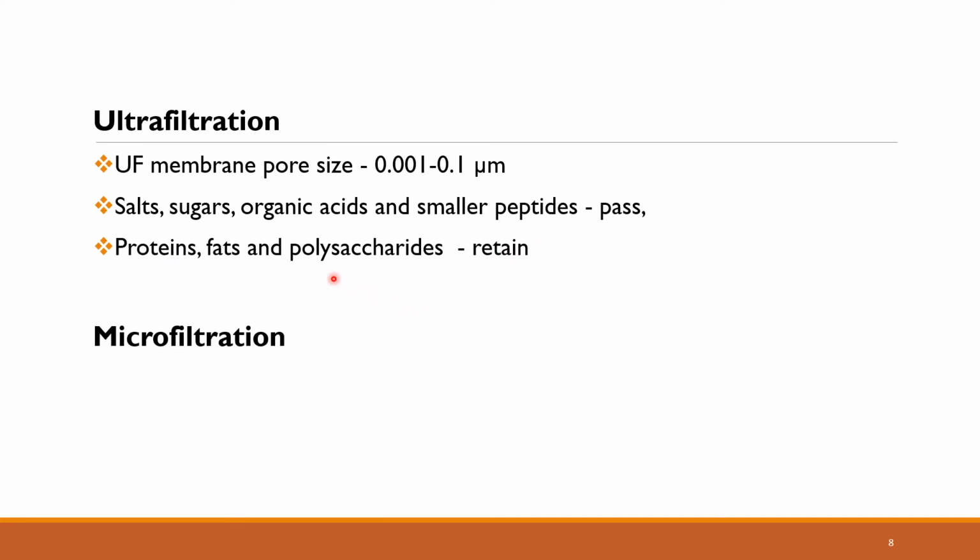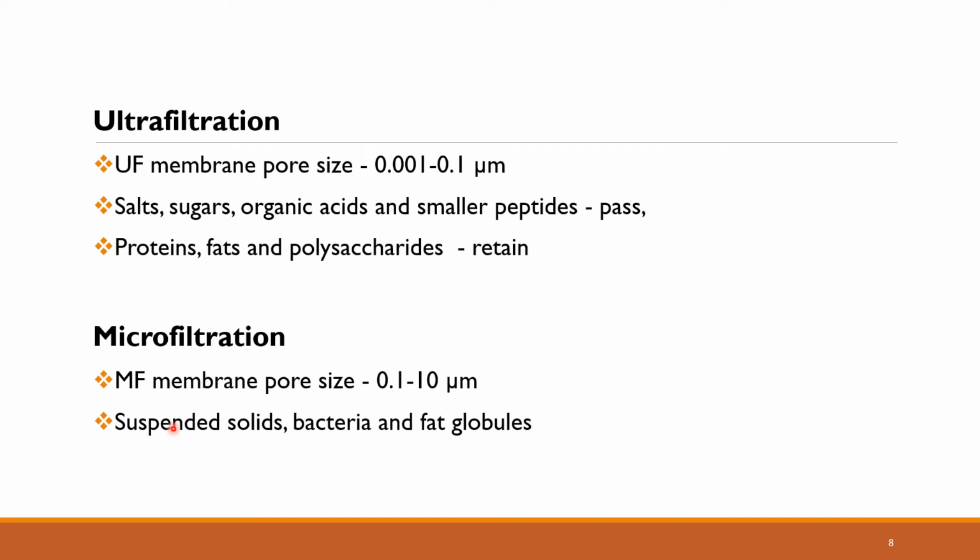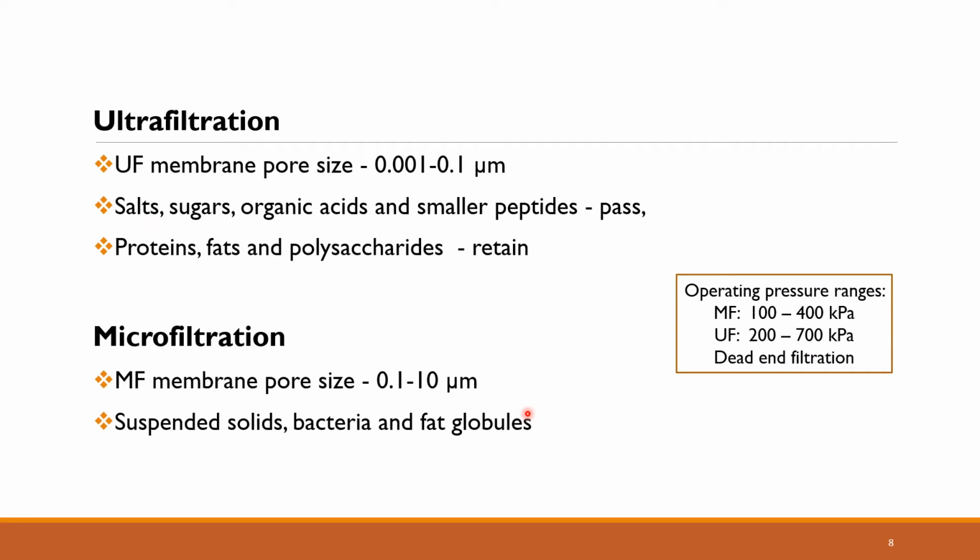filter. The last one is microfiltration. Microfiltration membrane pore size is the largest, and it ranges between 0.1 to 10 micrometer. Suspended solids, bacteria and fat globules will pass through the membrane.